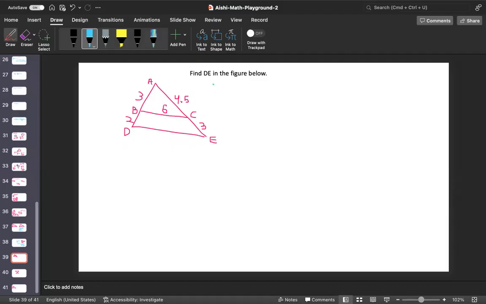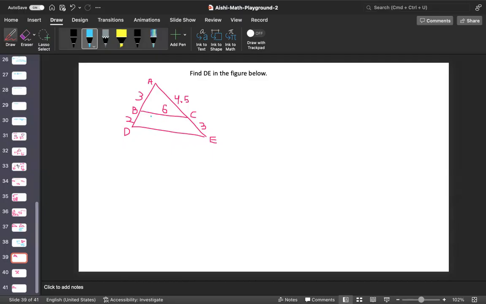Okay, so now let's start on some challenge problems. Let's find DE in the figure below. This isn't much of a challenge problem. We've just got to find some side ratios and apply.